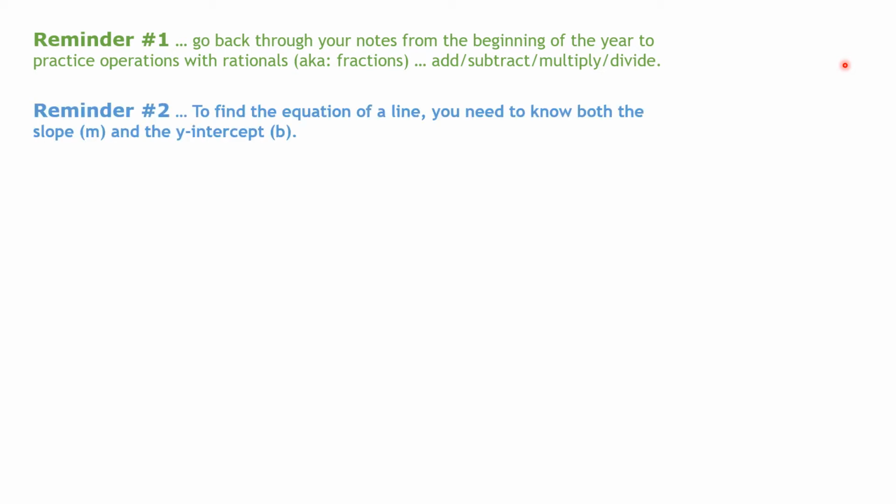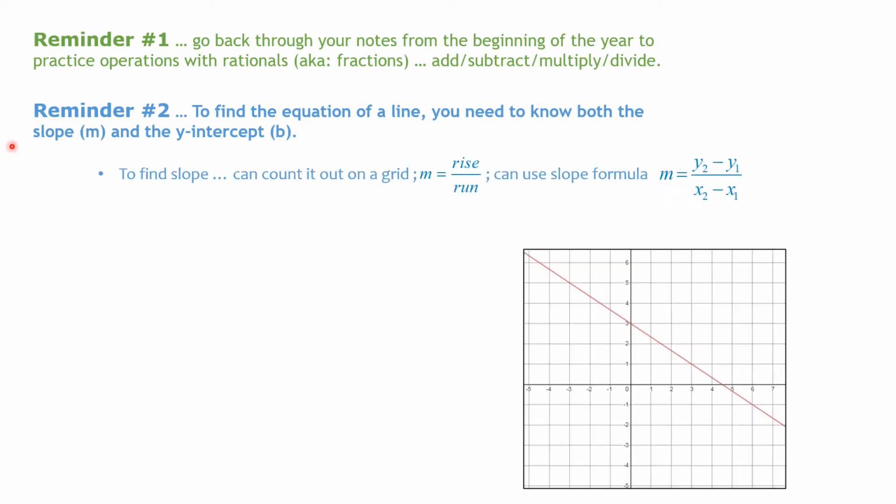Reminder number 2, this is the big one from this unit. To find the equation of the line, you need to know both the slope and the y-intercept, because our equation is y equals mx plus b. To find the slope, you can count it out on a grid with rise over run, or you can use the slope formula. So if I were using this graph right here, I'm going to try counting it out with the graph.